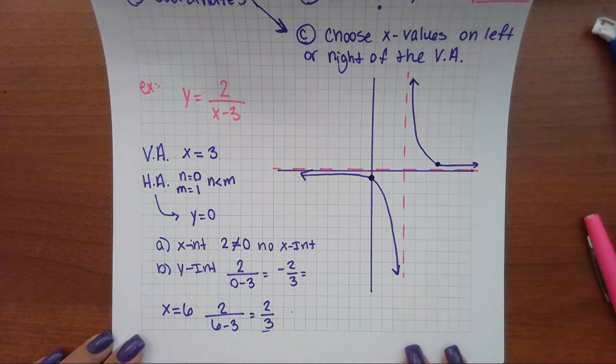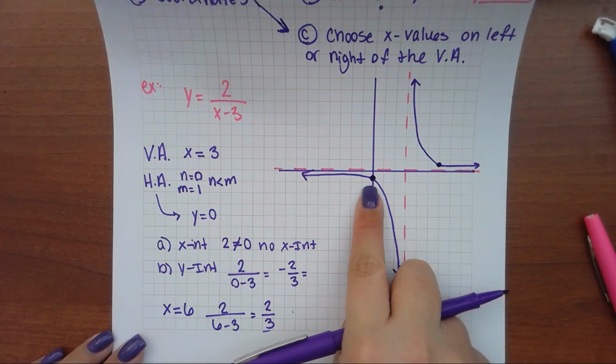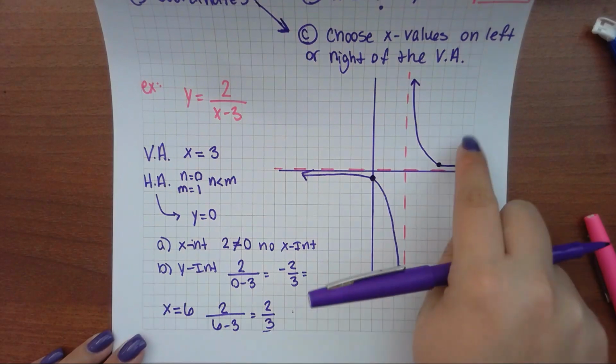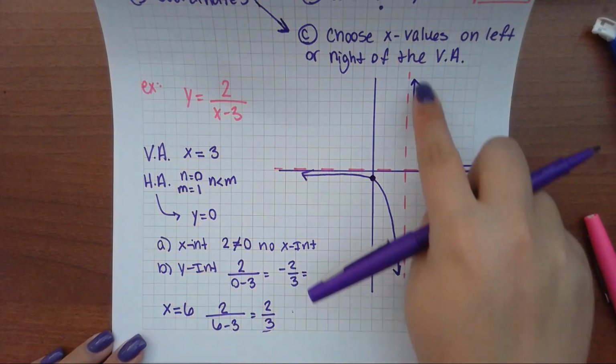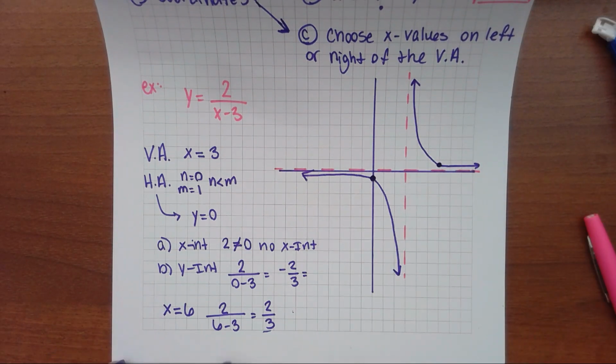So you should have a graph that looks like this. You should have a y-intercept here. You should not have an x-intercept, and you should have the other graph over here. Now, it doesn't matter what point you chose. It doesn't matter what point you graphed. As long as it's in that quadrant, you are good. So that is how we graph these.